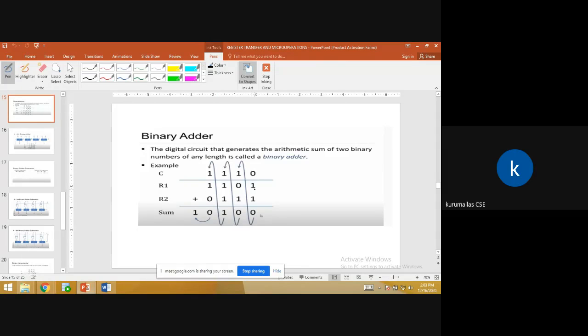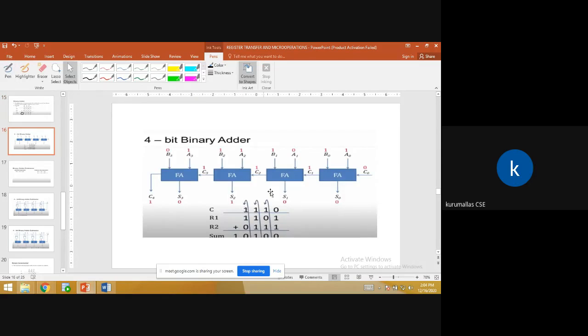We know that if you apply the addition operation on these two, you'll get this result. At the end of this addition, if the sign bit is 1, it represents a negative sign. If it is 0, it represents a positive sign. This is about a binary adder.